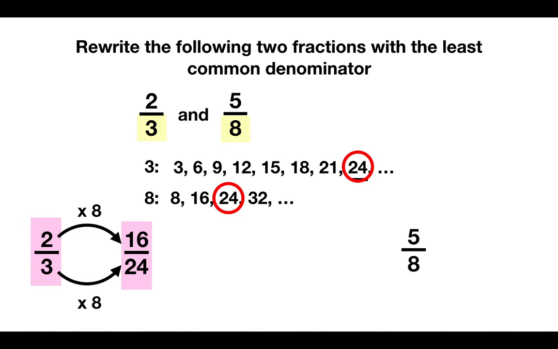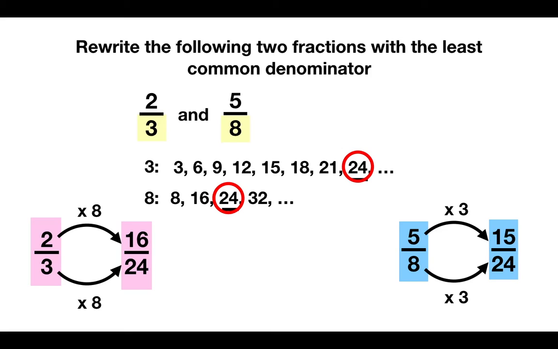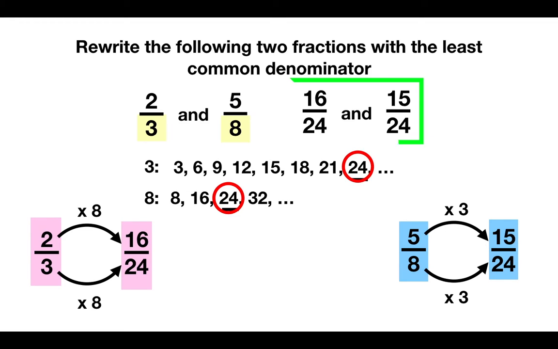Now our last fraction is 5/8. We need to change it to a denominator of 24. So take the 8 and multiply by 1, 2, 3. That means you also take the 5 on top and multiply by 3. 5 times 3 gives us 15. So we can rewrite 5/8 as 15/24. Meaning our answer to the problem is that you can rewrite 2/3 and 5/8 as 16/24 and 15/24.